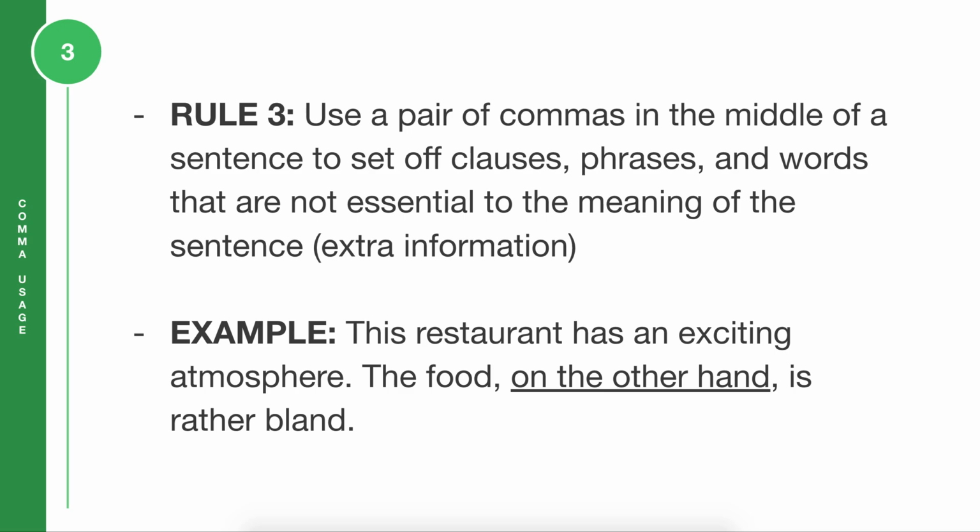And so once we've identified the necessary components, the subject and the verb, well, then now it's going to be a lot easier to tell that "on the other hand" is just extra information. So again, rule number 3, when you put extra information into the middle of a sentence, you are going to put commas on both sides of that extra information.